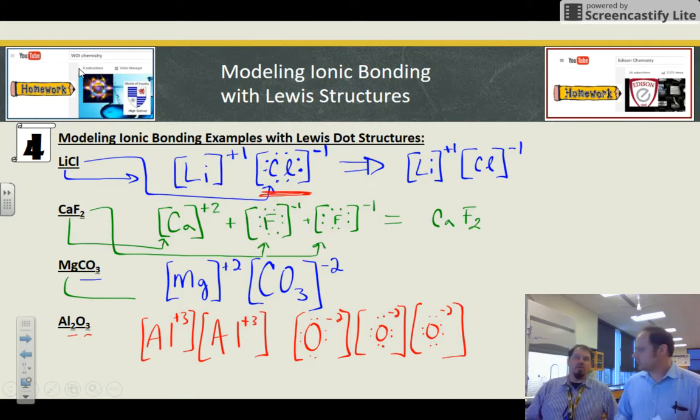And the dots all need to go on just the non-metals. And notice all the octets are always full. Because why, of course, do we bond? To form full octets. There you go.